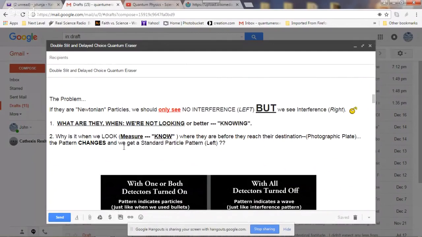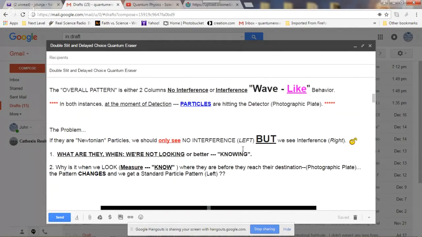The problem is, what are they when we're not looking, or better, knowing? And two, why is it when we look, that is, measure or to know where they are before they reach their destination, the photographic plate, the pattern changes, and we get a standard particle pattern here to the left.